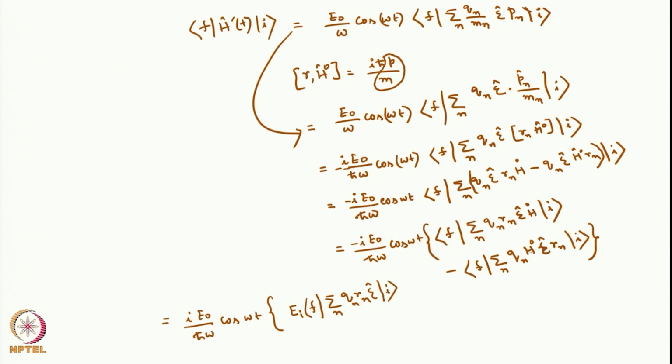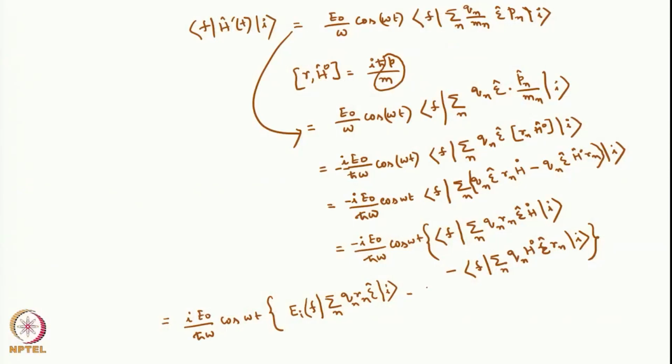Now this h naught will act on the other side, because h naught is a Hermitian operator and we know the turnover rule. So if I use the turnover rule, this h naught can act on f and give me E f, complex conjugate of it, but energies are always real. So the complex conjugate of E f star will be only E f. So this will be minus E f integral f sigma over n q n r n. Now we will see the integral in both cases is the same.